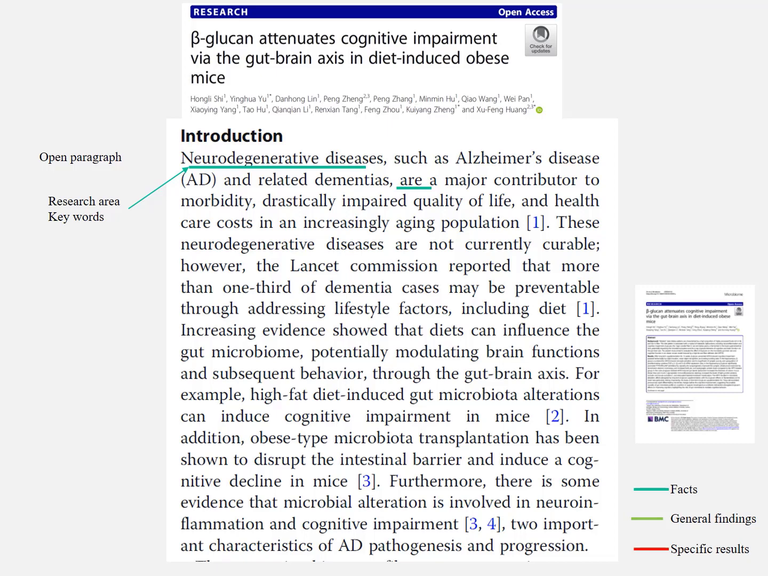Here we have an example, a study talking about beta-glucan attenuates cognitive impairment via gut-brain axis in diet-induced obese mice. Beta-glucan is a dietary fiber, and this can attenuate cognitive impairment. This is what this research wants to claim. So let's start here with the introduction. As we said, you start from a very broad area.